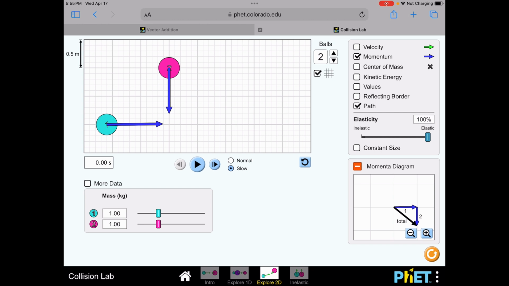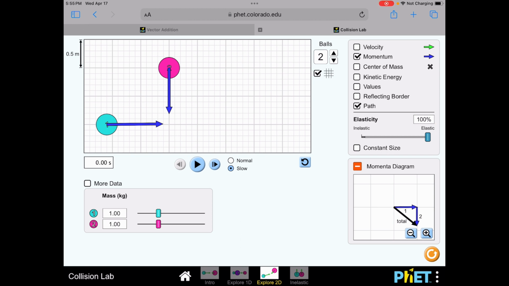Right now, time is paused, okay? But the pink ball is moving down towards the bottom of the screen, and the blue ball is moving to the right of the screen, okay? So if we think about the law of conservation of momentum, we know that the total momentum initially will equal the total momentum finally, in both magnitude and direction, right?